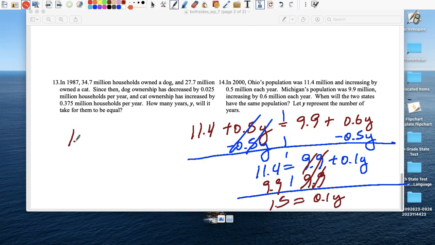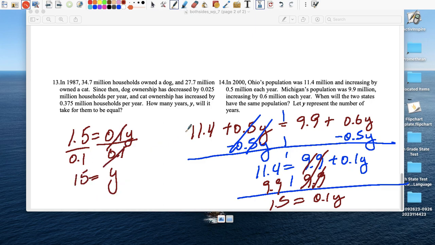Let me take that to the side. So we have 1.5 equals 0.1y. We're going to divide both sides by 0.1. And that's going to give me that y equals 15. So in 15 years, the population of Ohio and Michigan will be the same.